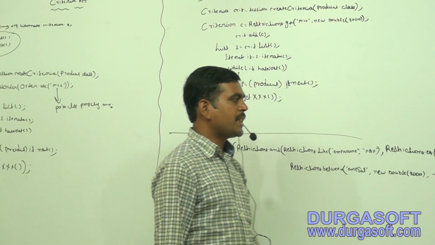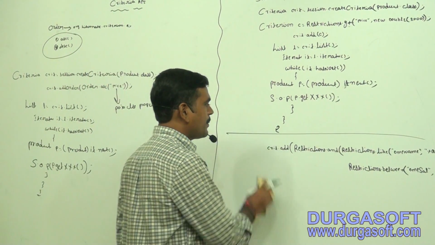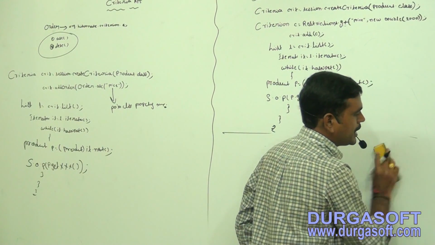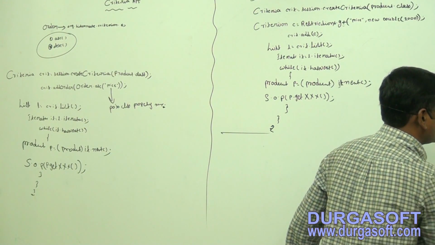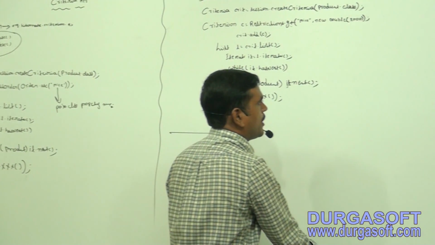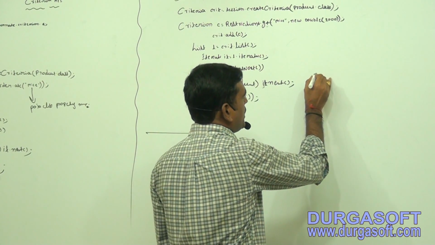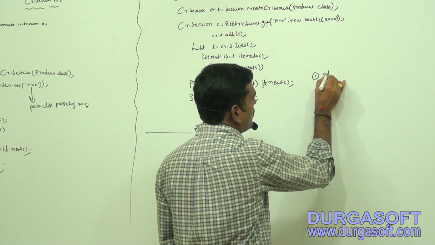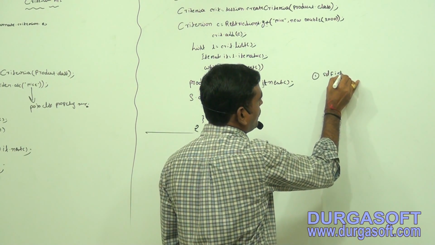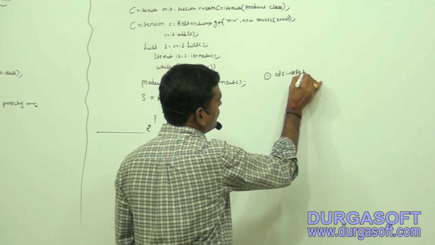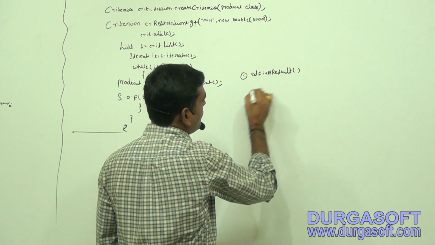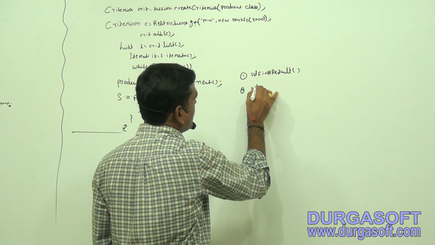If you want to print limited records, the Criteria interface gives two important methods. Number one, setFirstResult method. Number two, setMaxResults.